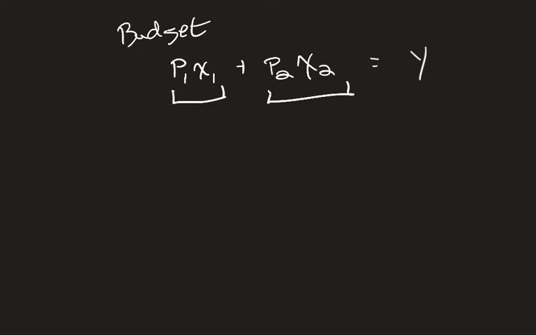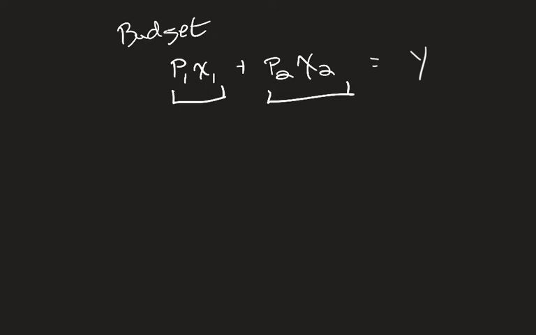The other side of your consumer problem is your budget, right? Your preferences, which are represented by a utility function, tell us how much happiness you get from consuming goods. Your budget tells us how much you can afford. So typically we'll have a budget of the form: the price of good 1 times the amount of good 1 you consume plus the price of good 2 times the amount of good 2 you consume. Notice that's total spending on good 1 and total spending on good 2 equals the income that you're given, y.